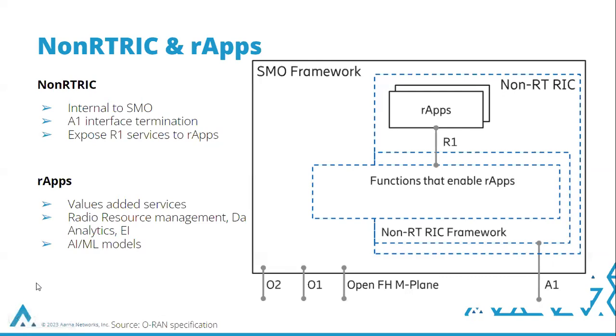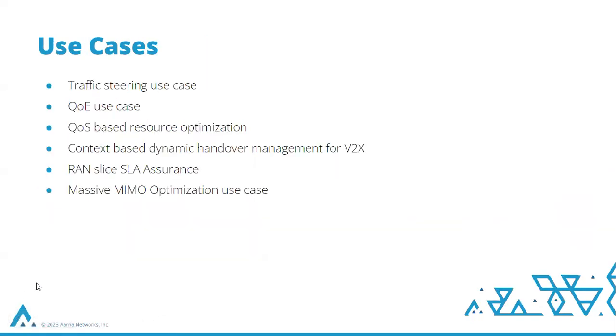Next slide, please. With the help of rApps, we can solve various use cases. Some of the use cases are listed here. I have listed 6 use cases, but out of these 6, we will discuss more on the first 2 use cases, traffic steering and QoE, in the next slides, but I will touch upon at a high level what each use case is about.